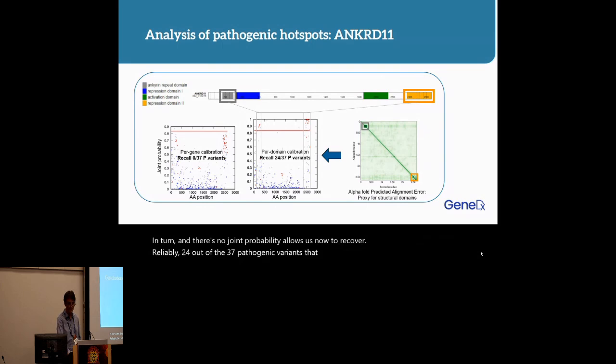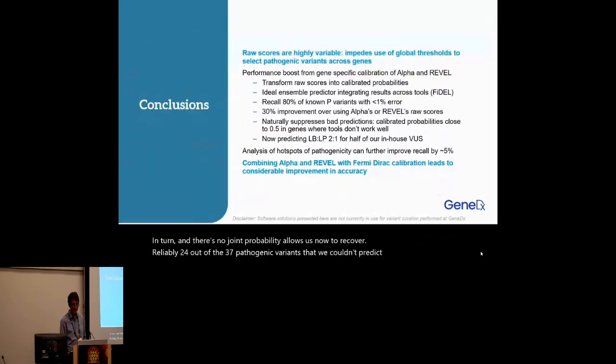So in summary, this gives us an ideal ensemble predictor that allows us to recall 80% of the pathogenic variants with less than 1% error. That's an improvement of 30% over AlphaMissense and REVEL. And it also naturally suppresses bad predictions because then the calibrated probabilities would be close to 0.5 in genes where the tools don't work well.